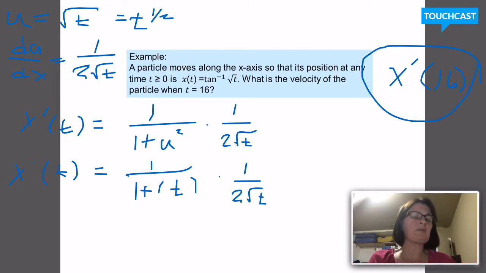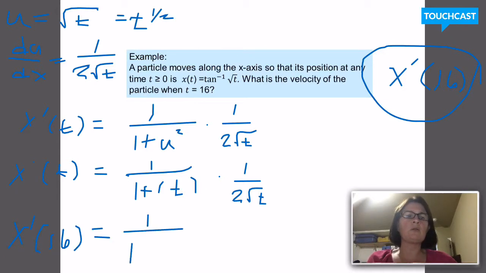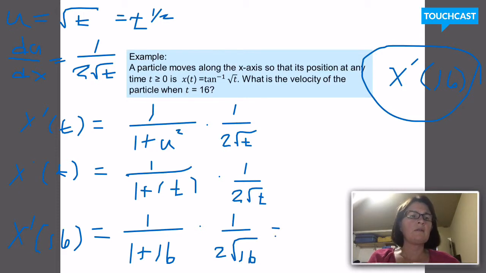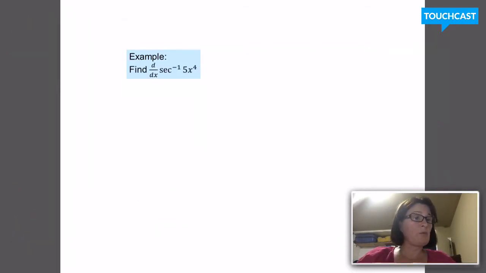Remember, I was looking for x prime of 16. So x prime of 16 is going to equal 1 over 1 plus 16 times 1 over 2 times square root of 16. Square root of 16 is 4. 2 times 4 is 8. So this is 1 over 17 times 8, whatever 17 times 8 is. I got one more example.